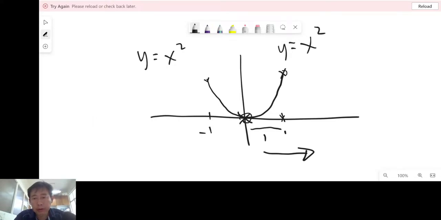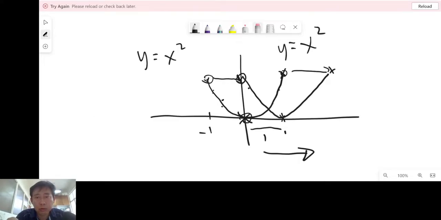So this point is also to be shifted 1 unit to the right. So this point is going to be shifted 1 unit to the right. So if every single point on the original graph of y equals x squared is shifted to the right by 1 unit, then what do you get? So this point will be shifted here, this point will be shifted here. So then you get a new graph that would look like this.